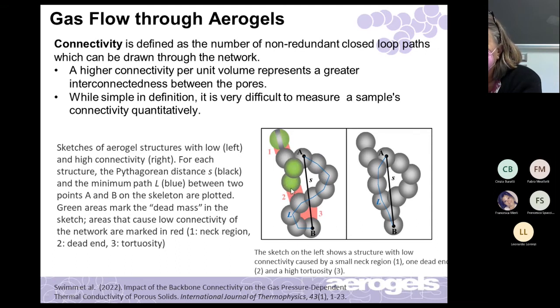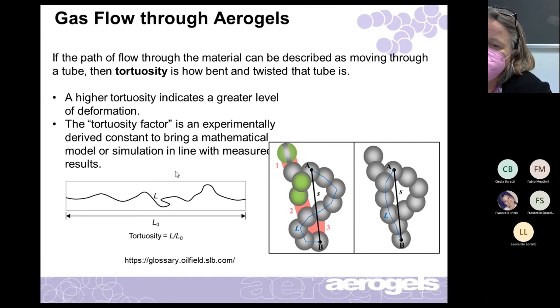Also, I'm showing you pictures of the solid, but the same thing applies to the pores. How are they connected? Same idea. The other thing that's important is tortuosity. The path of the flow through the material can be described using the tortuosity. So how bent is the path that you have to go through? A higher tortuosity increases the level of deformation.